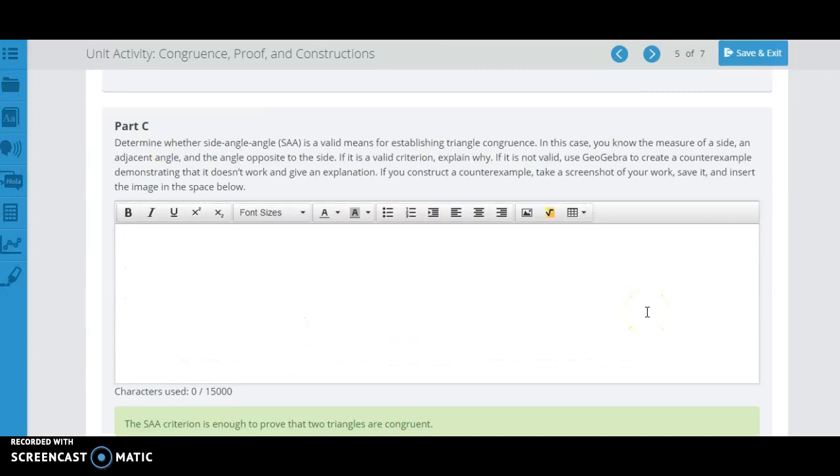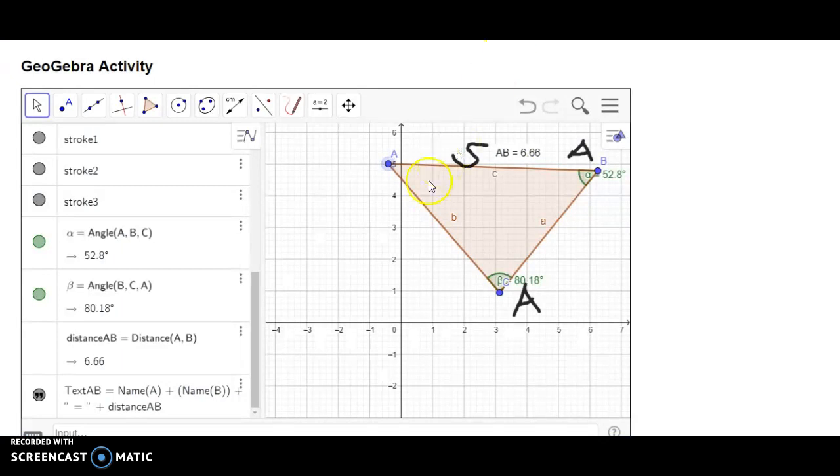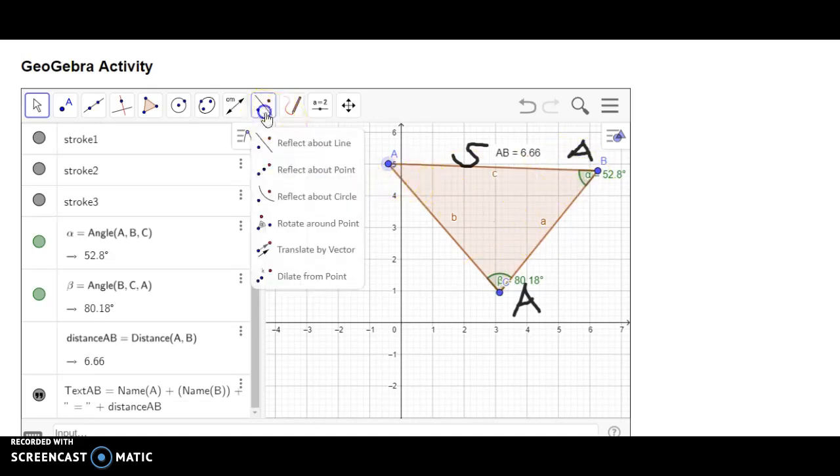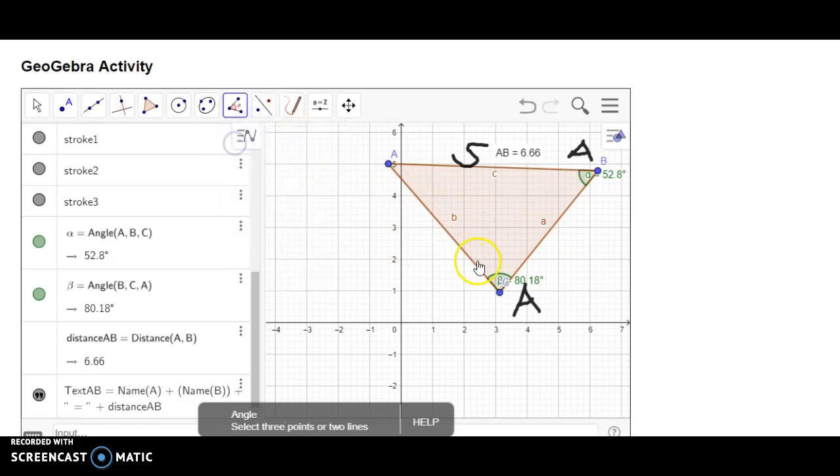Okay, now for this last one, side-angle-angle, it has to go exactly in that order. So I already made it over here. I just made a triangle. I labeled side, angle, angle. I measured the side. I measured the two angles. Now, if we know that these two angles are what they are, there's only ever one choice for this angle because a triangle always has 180 degrees. So if you know two angles, you have to know the other one. So let's just measure that.